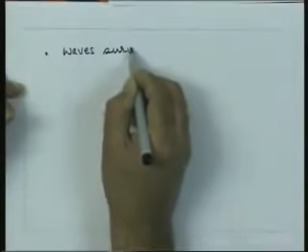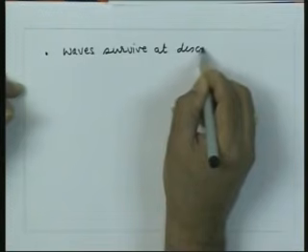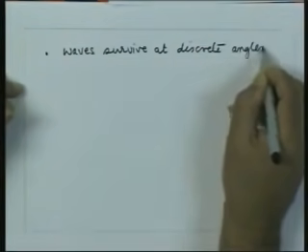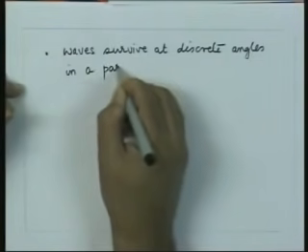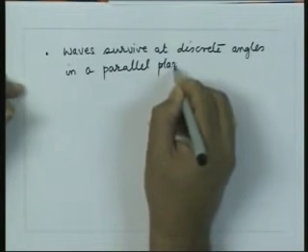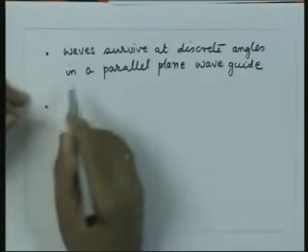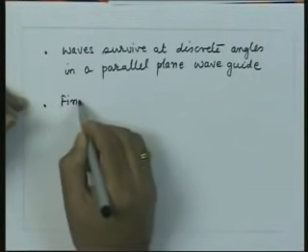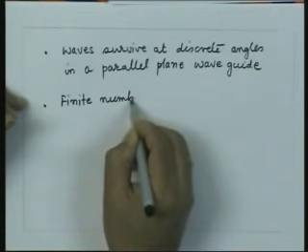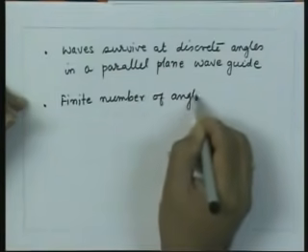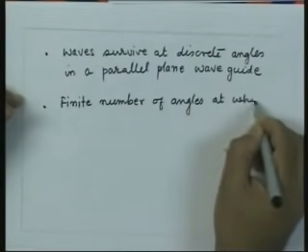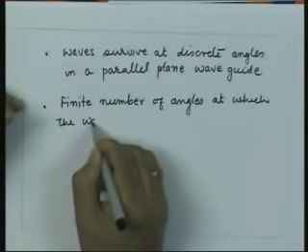So, let me write down the conclusion which we got from here, that one, waves survive at discrete angles in a parallel plane waveguide, and there are a finite number of angles at which the wave survives.